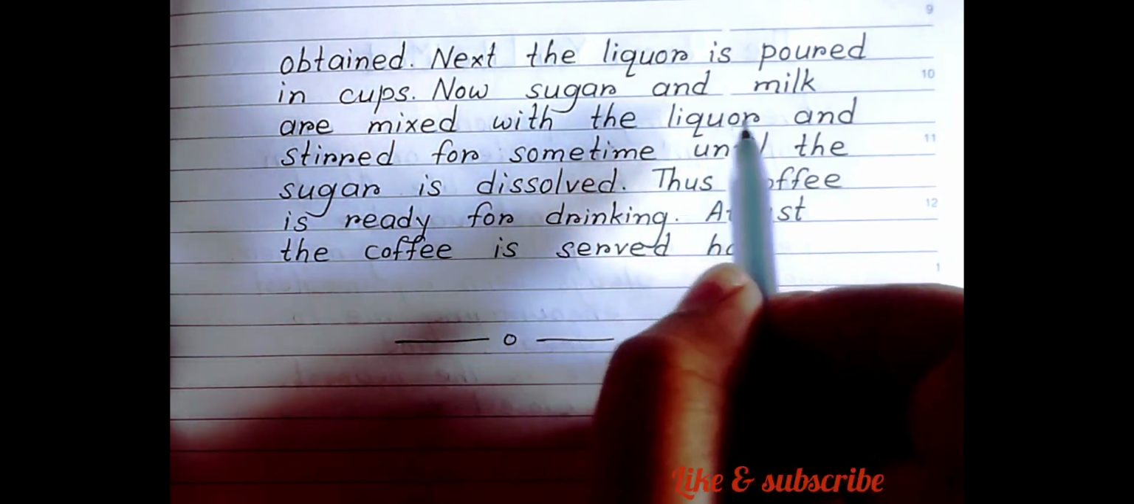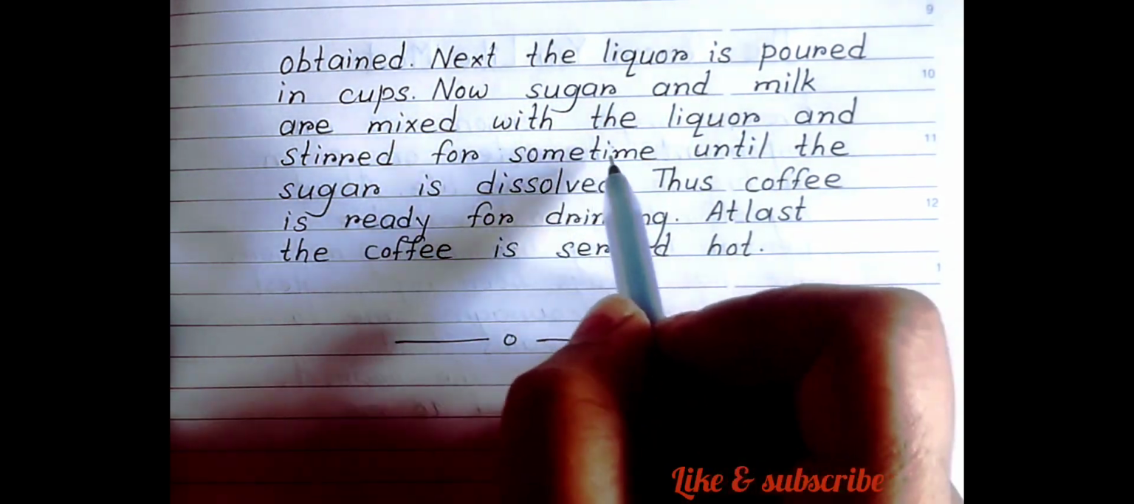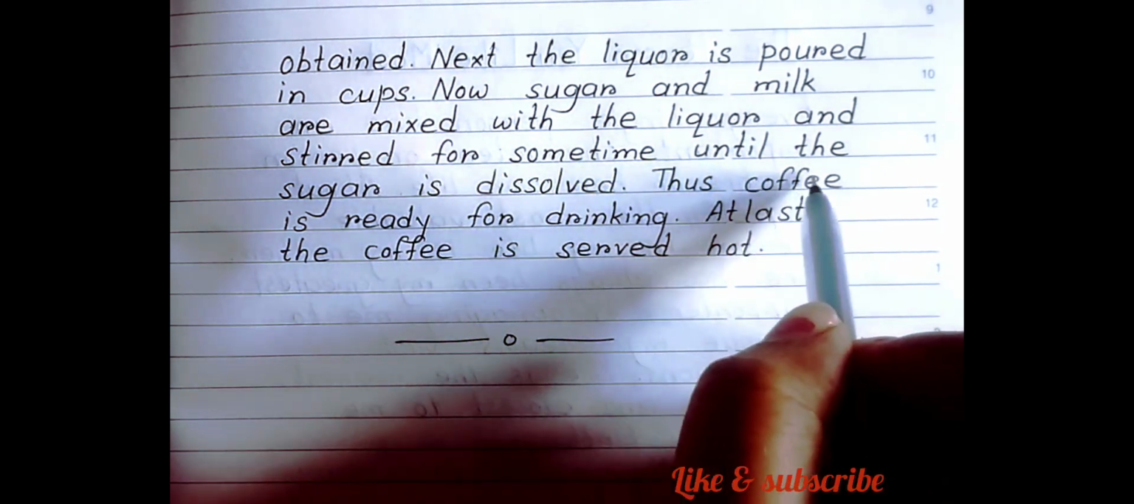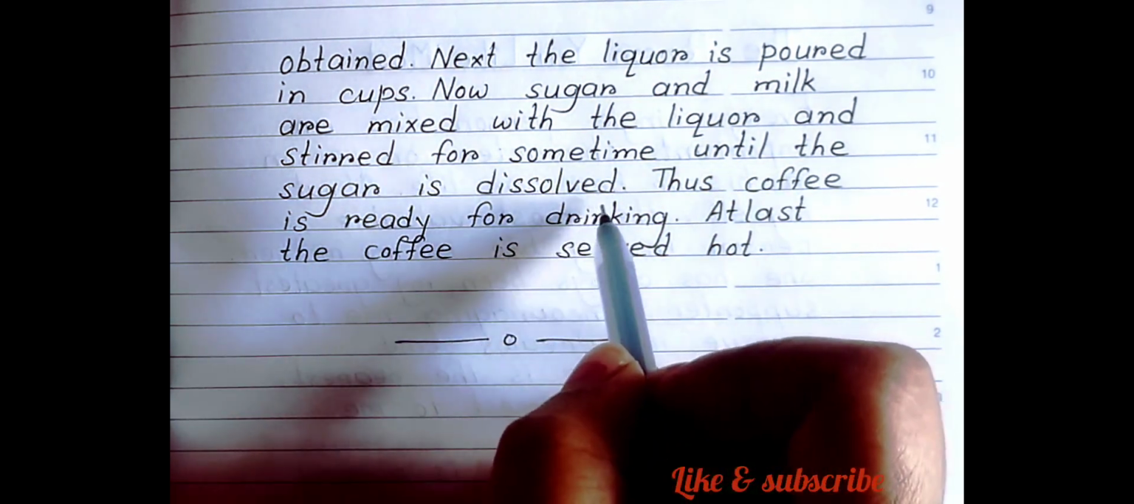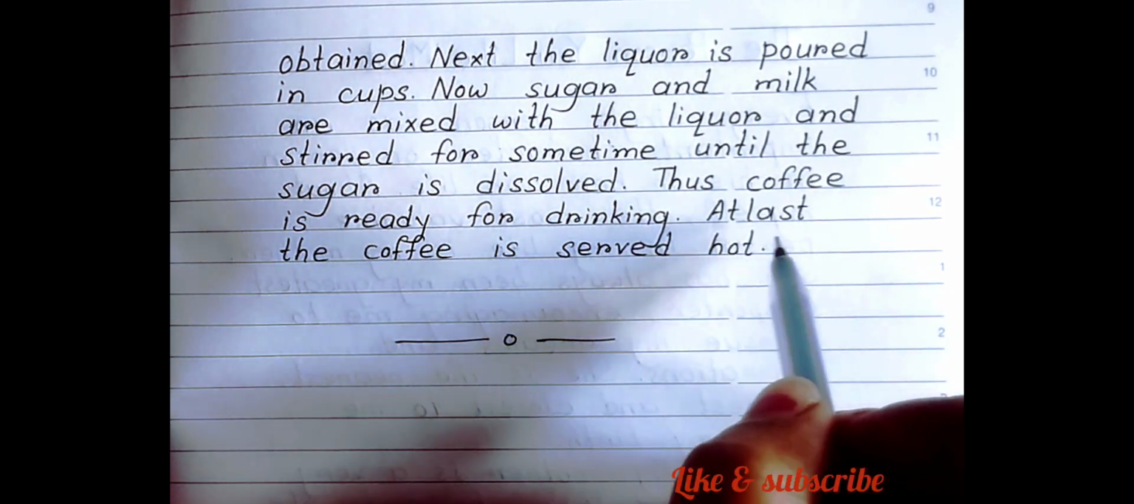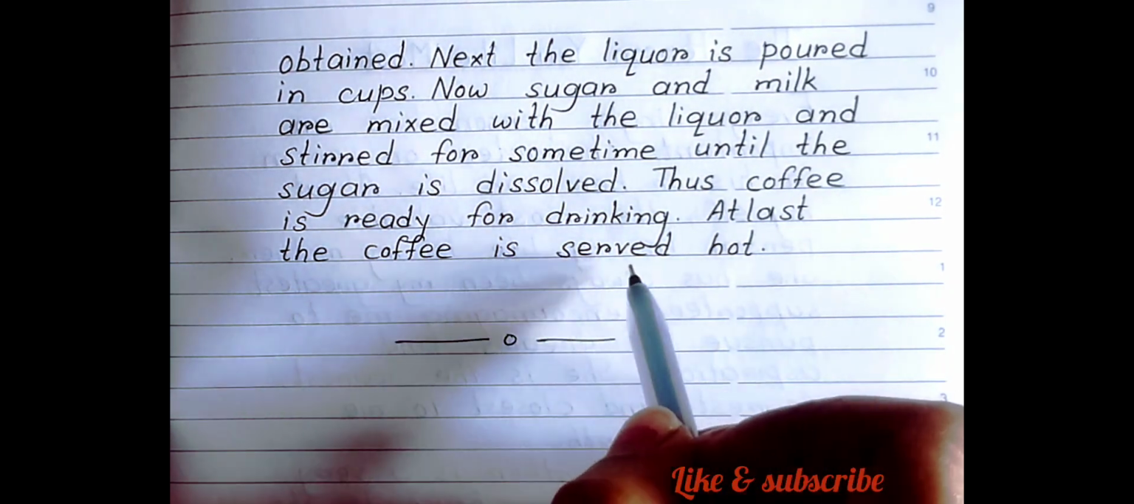Now sugar and milk are mixed with the liquor and stirred for some time until the sugar is dissolved. Thus coffee is ready for drinking. At last, the coffee is served hot.